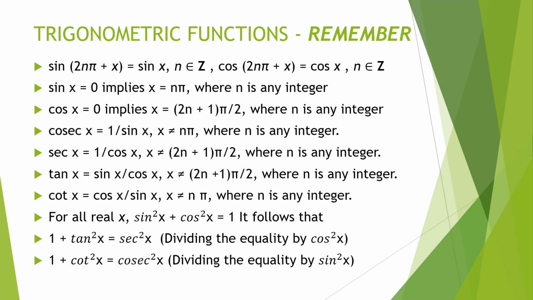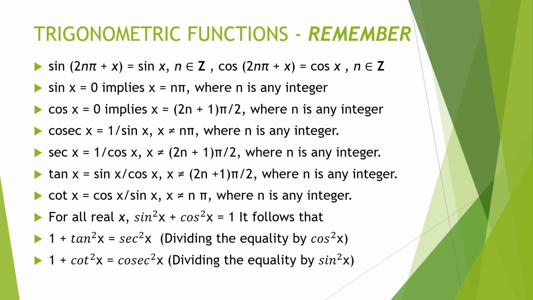Cosec is 1 upon sine. So cosec x is 1 upon sin x provided x is not equal to n pi. Why? Because if x is equal to n pi, sin x will be 0. So 1 upon 0 is not defined. Similarly, sec x is 1 upon cos x. So x should not be equal to (2n plus 1) pi by 2. Tan x is sin x by cos x. Again over here anything upon 0 is not defined. So cos x should not be equal to 0, means x should not be equal to (2n plus 1) pi by 2. For cot x, x should not be equal to n pi where n is any integer.